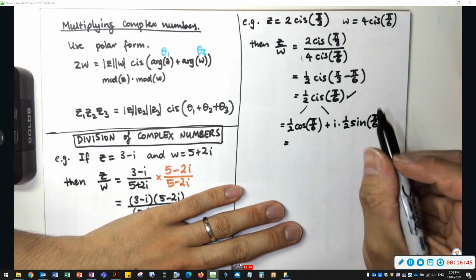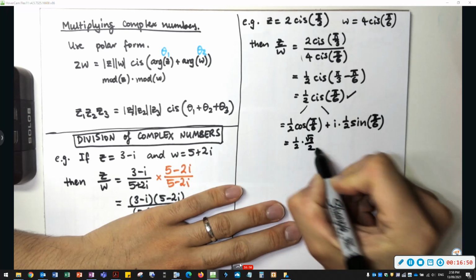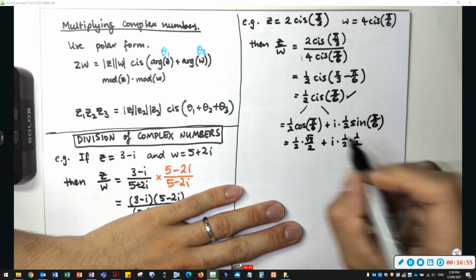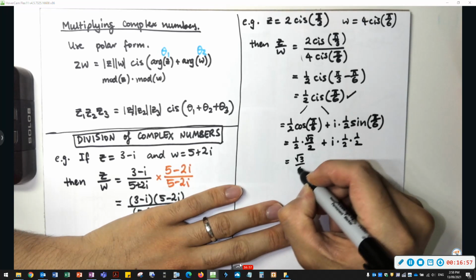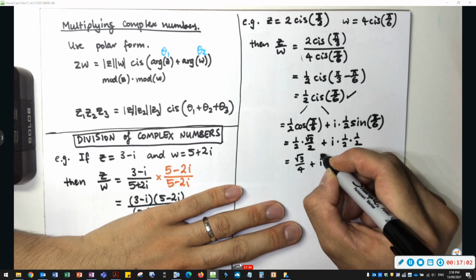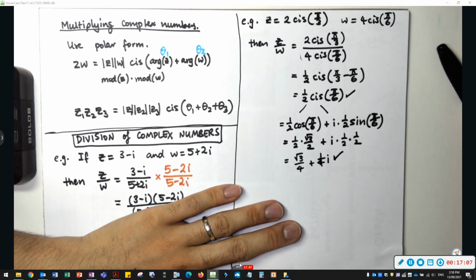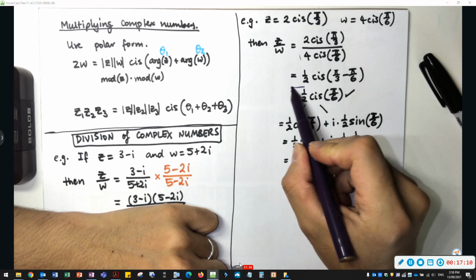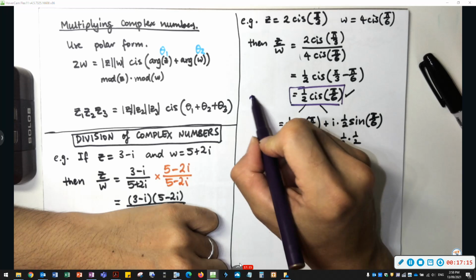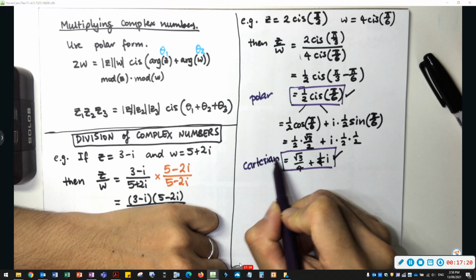Okay, remember cos pi on 6 is root 3 on 2. So 1/2 times root 3 on 2. And then sine of pi on 6 is 1/2. So overall the answer is root 3 over 4 plus 1 over 4 times i, okay? Alright, so you have two ways of writing the answer. You can do it in the polar form, or you can do it in the Cartesian.